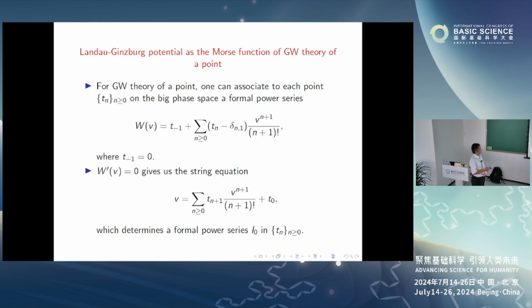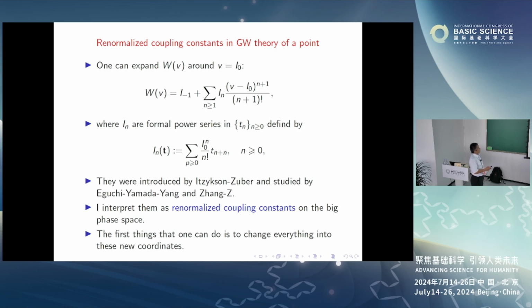So for the Gromov-Witten theory, one can actually associate to each point on the big phase space a formal power series. So you take all the coupling constants, and then you can form a series. I add a term with degree 0 here, at t minus 1. And then if you take its derivative equal to 0, you get the string equation. And then the solution will be denoted by I0. So that's some convention. So then we can actually expand this Landau-Ginzburg potential around the critical point.